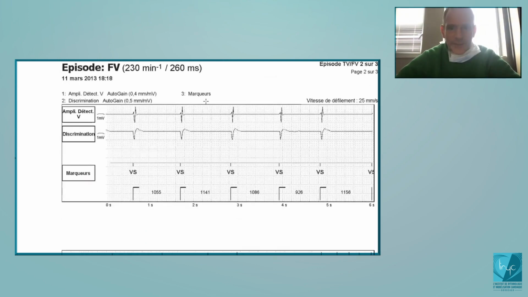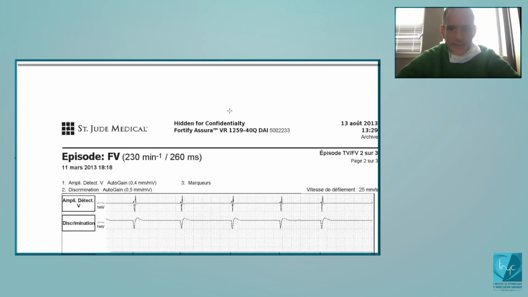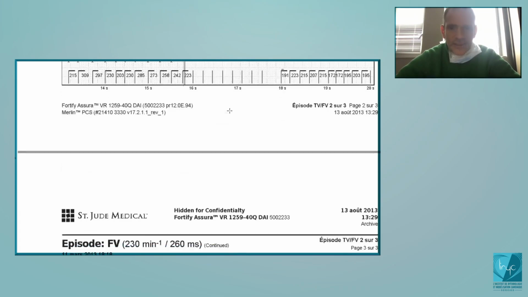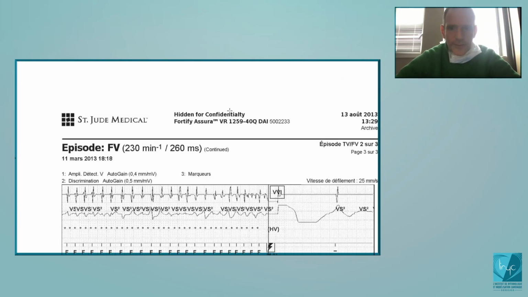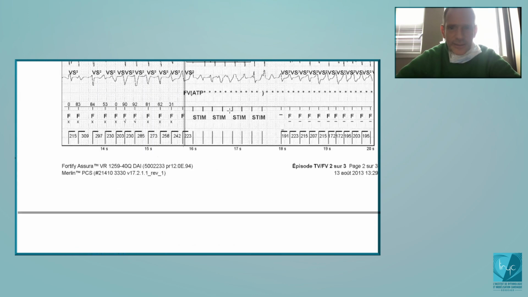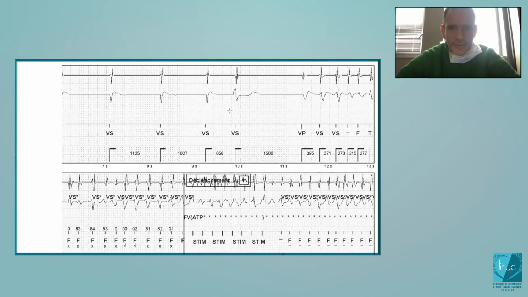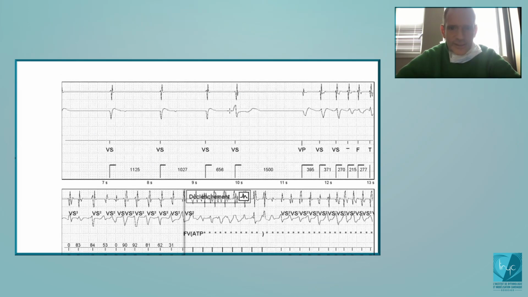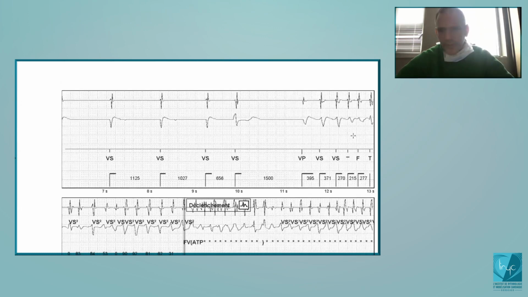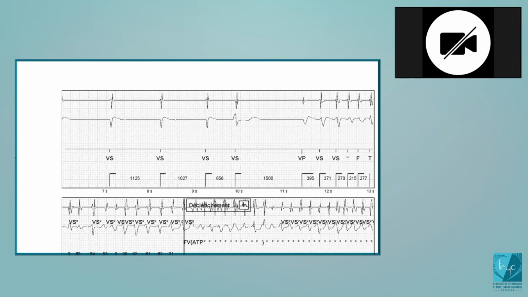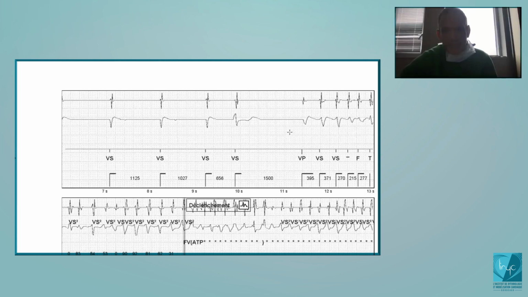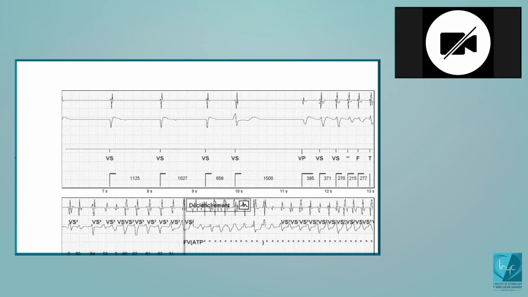Okay, so this is a new tracing. What do you think now? Okay, let's start with this. What do you think? We can see the beginning of an arrhythmia. This is a single lead ICD, bipolar. This is the discrimination channel.